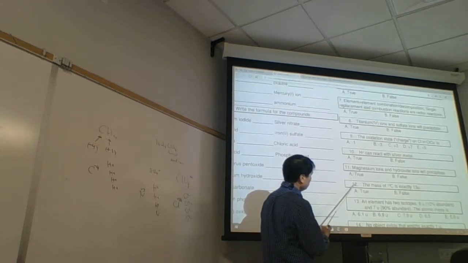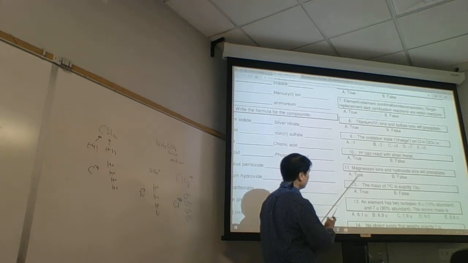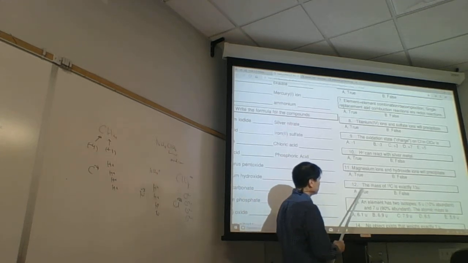Yeah, group 1, ammonium, calcium, strontium, barium. So magnesium is not one of the exceptions, so it's going to precipitate.